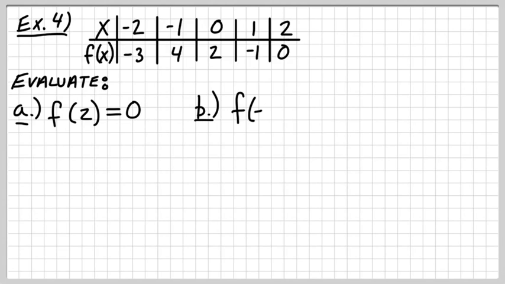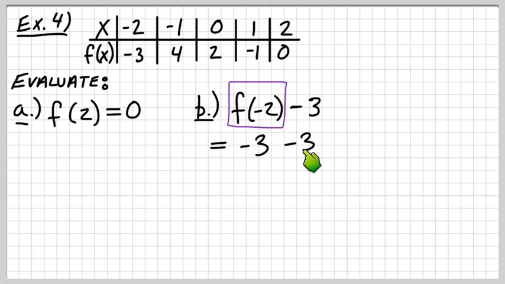Then part B, what's f of -2 minus 3? So we really need to evaluate this first. What's f of -2? So when you plug in -2 for x, you get -3. So if that value is -3, we'll plug in -3 for that.